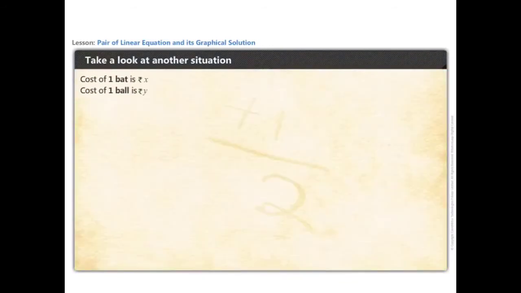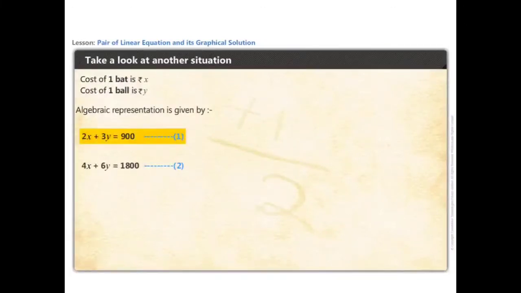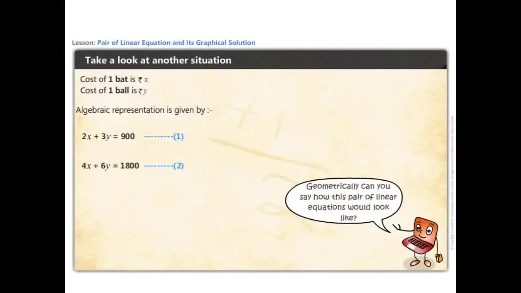Let us denote the cost of one bat as Rs x and the cost of one ball as Rs y. The algebraic representation is given by the equations 2x plus 3y is equal to 900, equation 1, and 4x plus 6y is equal to 1800, equation 2. Geometrically, can you say how this pair of linear equations would look like?